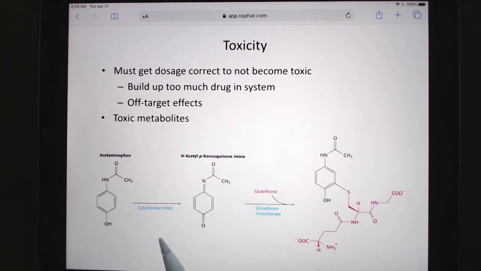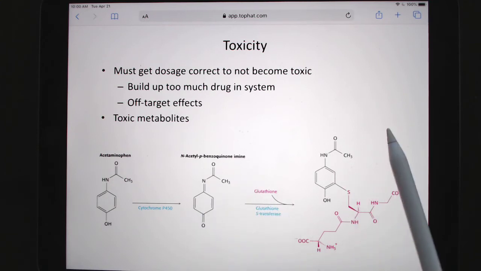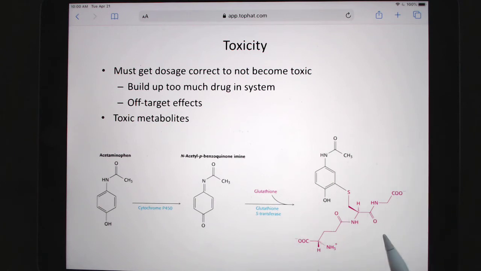One of the more common ones we have to worry about is acetaminophen. This is Tylenol. In a small portion of the population, this will get oxidized to this form, and you'll get glutathione on here. And it turns out that this is toxic to your liver. And so you can literally overdose on Tylenol because it destroys your liver.